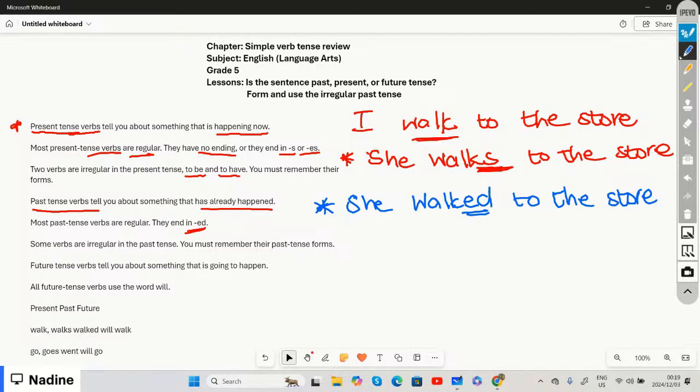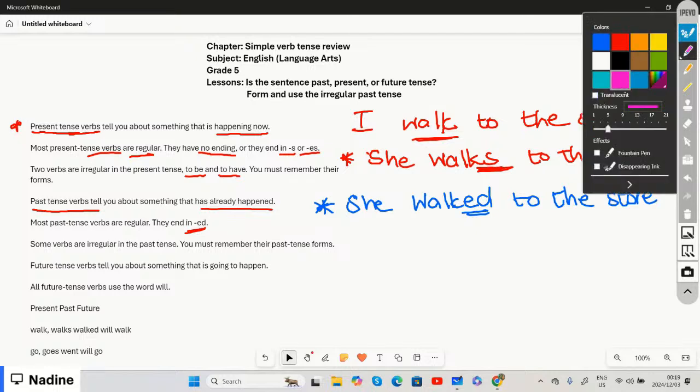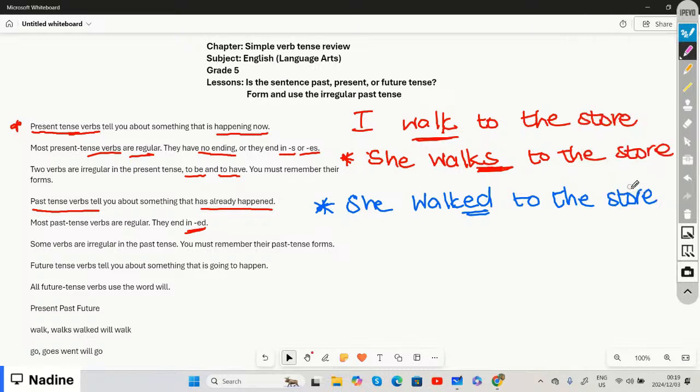And then we have our future tense. And we're going to use the very same sentence where we started by saying she walks to the store. But now in the future, we can say that the future tense verb tells you about something that is going to happen, meaning it did not happen as yet. It needs to still happen.